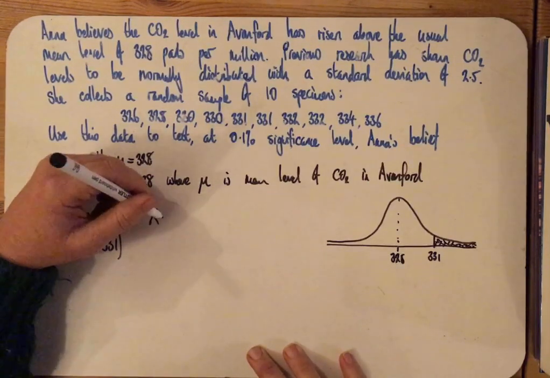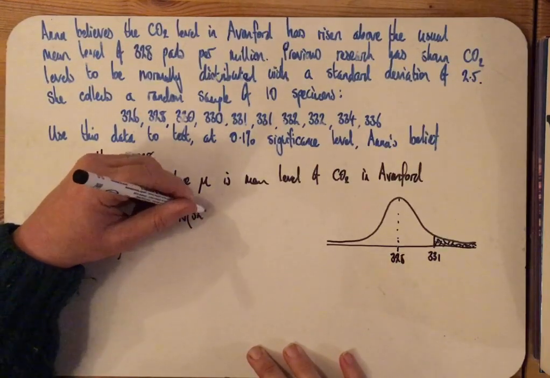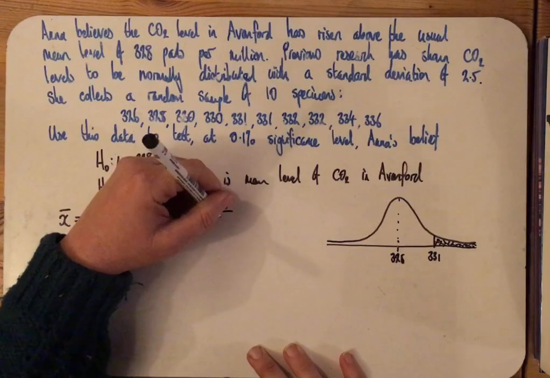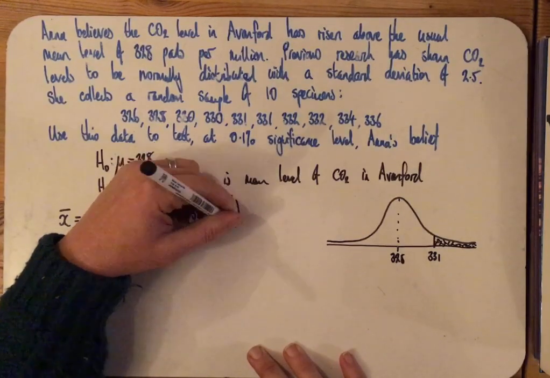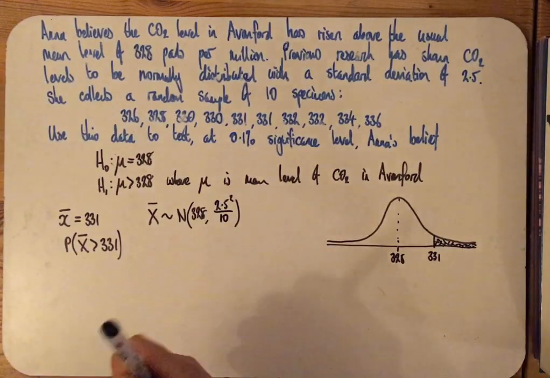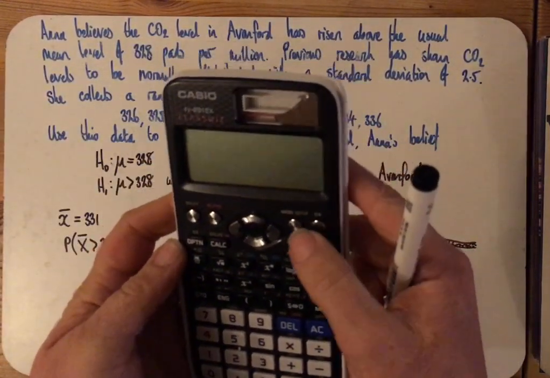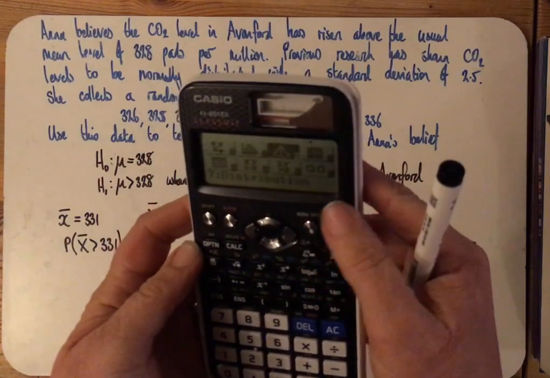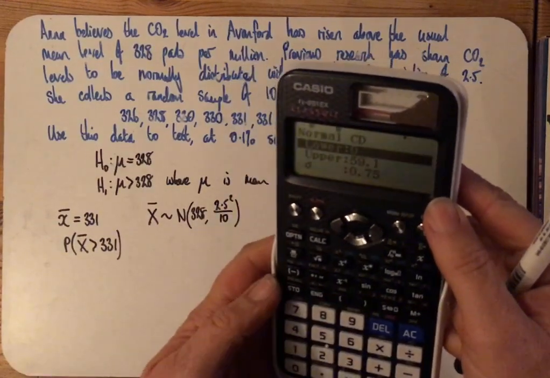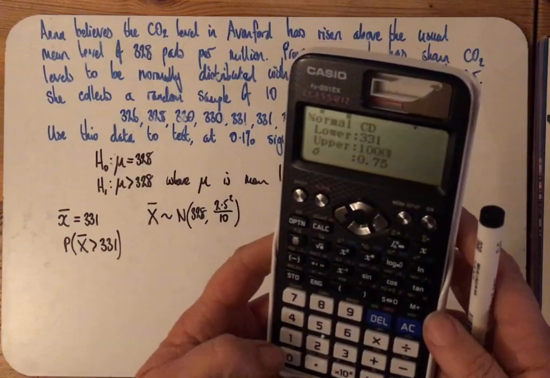So the sample is normally distributed with a mean of 328, and the variance is going to be 2.5 squared over 10. Like so. So that's what you're putting into your calculator. But I need my calculator. Right, here we go. So as normal, you go to option 7. I'm on normal CD again, so option 2. My lower bound is 331. My upper bound is big, 1,000 will do.